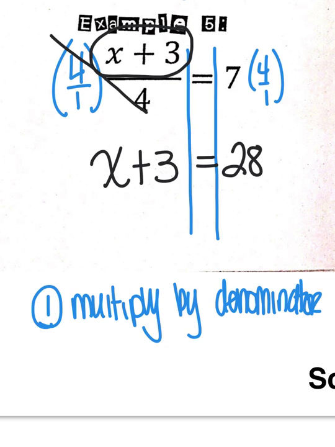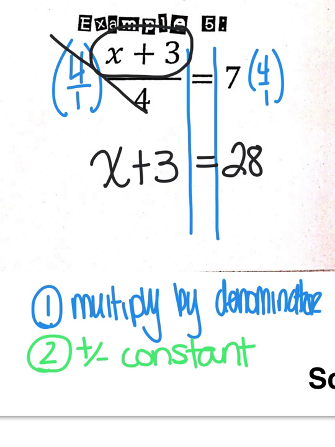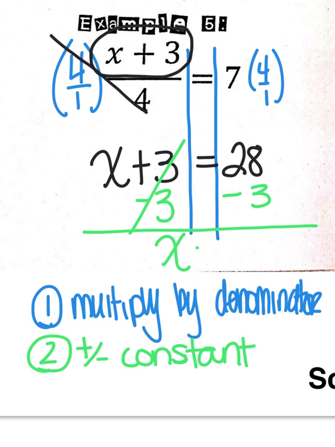Do you have to change the positive 3 into negative 3? Correct. So now, step number 2, you're going to either add or subtract that constant, which in this case is going to be that 3. So in order to get rid of it, we're going to subtract 3 from both sides. So you get x equals 25.